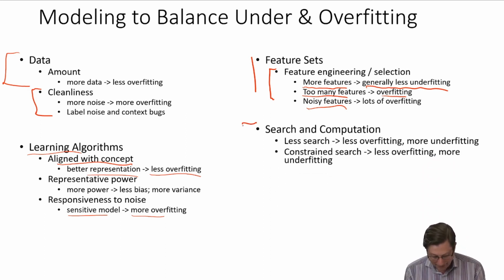Search and computation: less search will generally lead to less overfitting and more underfitting. And constraining your search, conversely, you can flip it around. And so you'd want to control your optimization process.